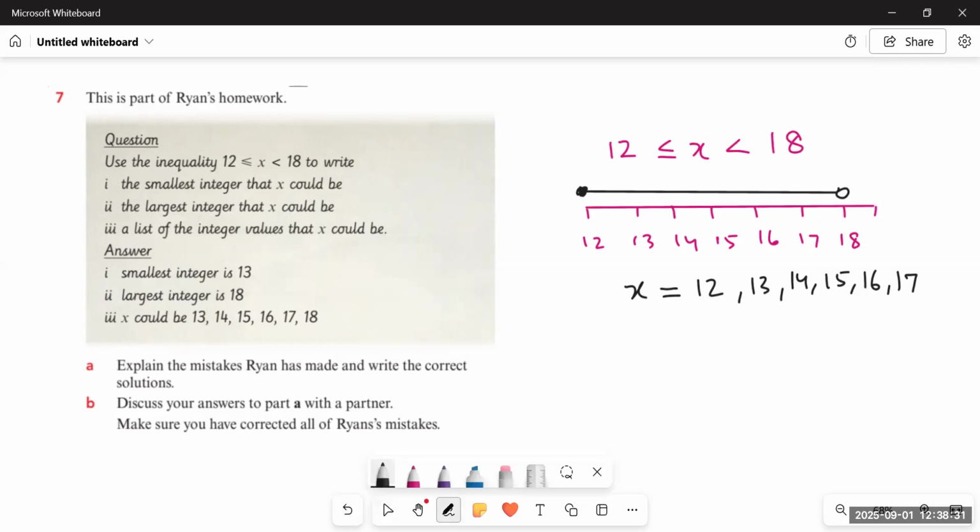But what Rayan has got is 13. He has not included 12. It means he has not included the digits at the edges. And then the largest integer that x could be is 17. Okay. So we can say that 17 could be the largest digit. But what Rayan has written as the largest digit is 18.